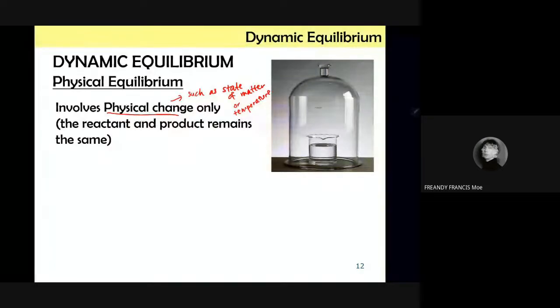Okay. So contohnya di sini kita ada H2O liquid. Just a reminder, dalam chapter 8 dan chapter 9, kalau kamu buat equation, state of matter dia kena wajib tulis. Kalau liquid, kena tulis liquid. Kalau gas, kena tulis gas. Kalau aqueous, kena tulis aqueous. Kalau solid, kena tulis solid. It is very important for you to write down the state of matter.